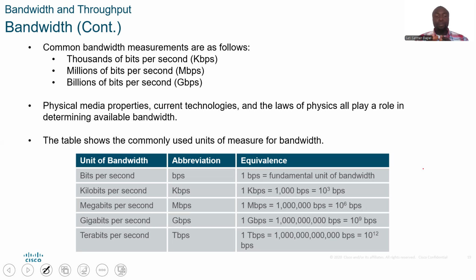Now, the physical media properties, current technologies, and the laws of physics all play a role in determining the available bandwidth. The table shows the commonly used measurements of bandwidth. So when we say bits per second, that is the fundamental unit of measurement. Kilobits per second, we're talking about thousands. Megabits per second, we're talking about millions. Gigabits per second, we're talking about billions. Terabits per second, we're talking about trillions.